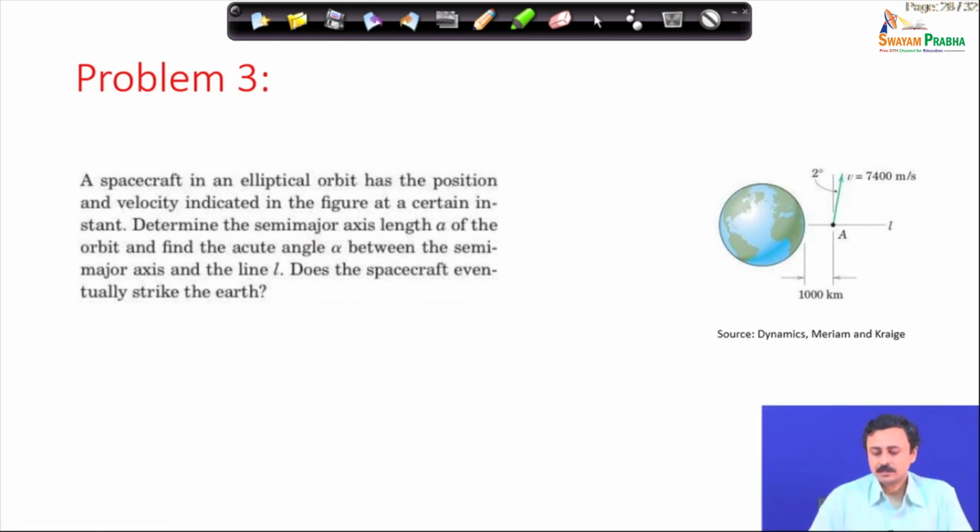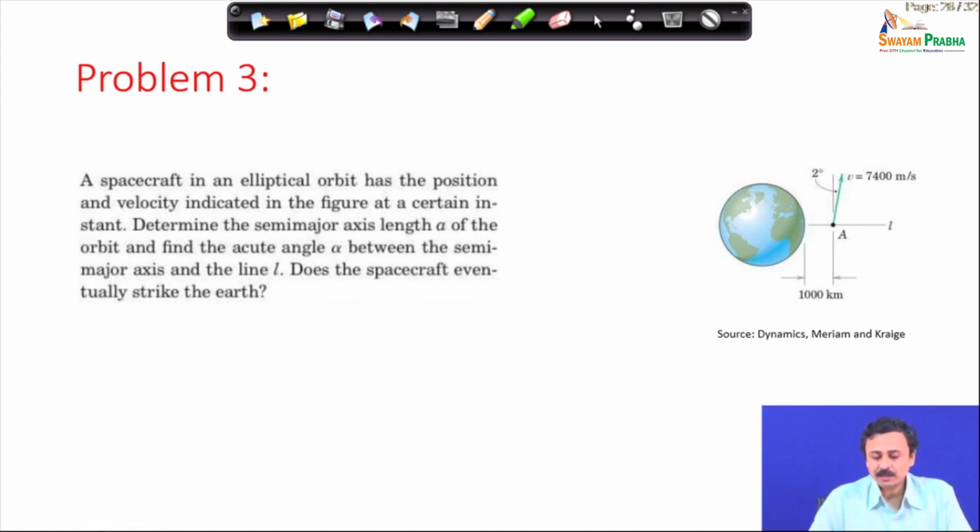Now, this is a problem of launching some satellite or an object from space or at a certain point in space. It is being launched with a certain speed in a certain direction from point A, which is in space. Let us look at the problem.